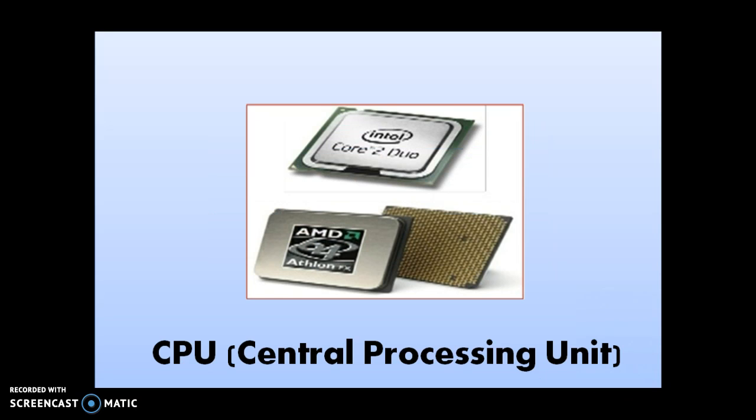We also have the CPU or the central processing unit. The CPU is the processor, or the brain or the heart, of the computer system. It performs all the instructions and calculations that are needed and manages the flow of information through a computer.